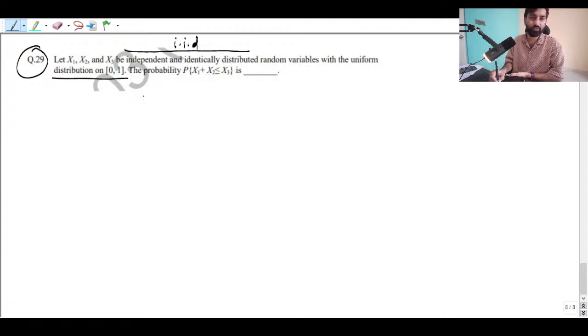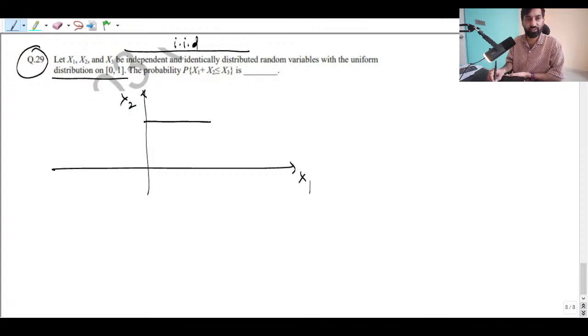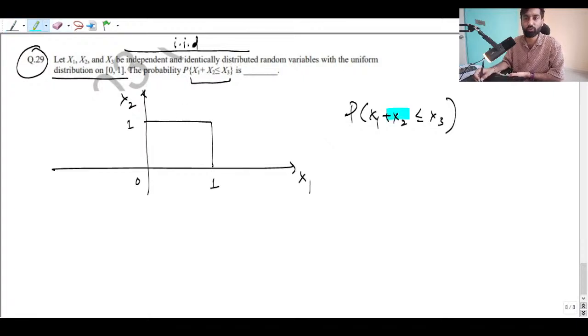two random variables. You can draw x1 here and x2 here. The region of support is going to be 0 to 1, because x1 takes the value 0 to 1, x2 also takes the value 0 to 1, and x3 takes 0 to 1. But since they have given this kind of situation, you have to find x1 plus x2 less than x3. So we can also draw this region in the region of support. We are considering a two-dimensional picture only.